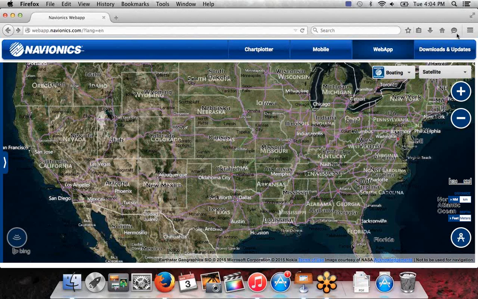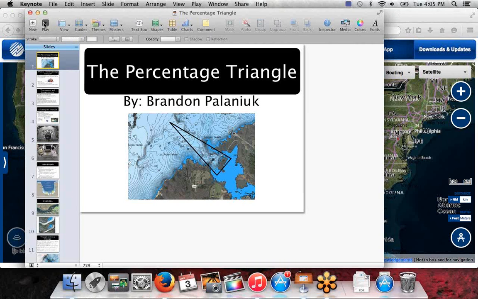So here you can see on my screen, this is exactly what I'm looking at. So you guys are seeing my computer screen. And this right here is a pretty cool feature that Navionics has with their web app, where I can actually look at whatever I want. But we'll get into that in just a little bit.